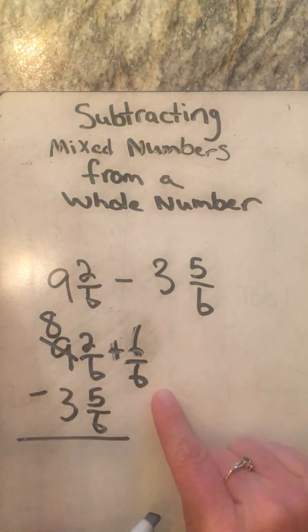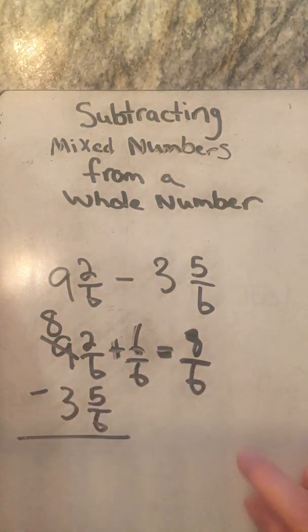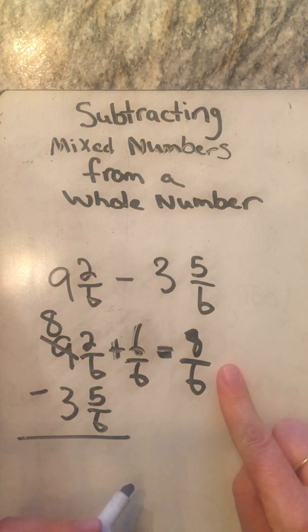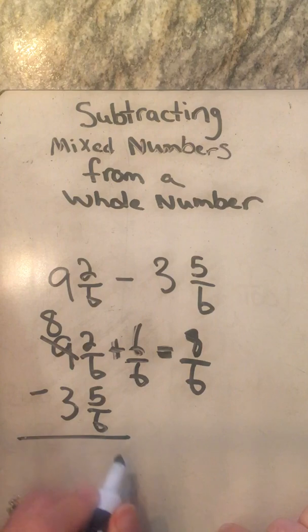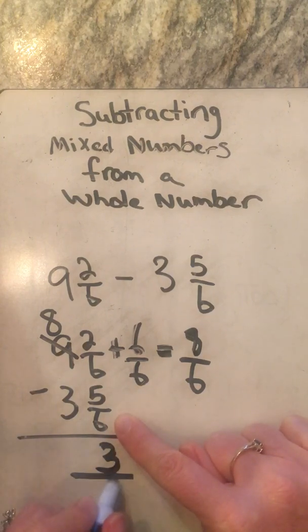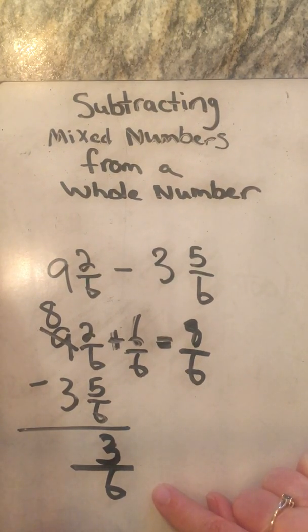2/6 plus 6/6 is 8/6. I created an improper fraction, or an amount greater than a whole. Now I can go ahead and subtract my fractions. 8/6 minus 5/6. Remember, we subtract just the numerators. 8 minus 5 is 3. And we keep the denominator the same. So 3/6. Now we can go ahead and subtract our whole numbers.